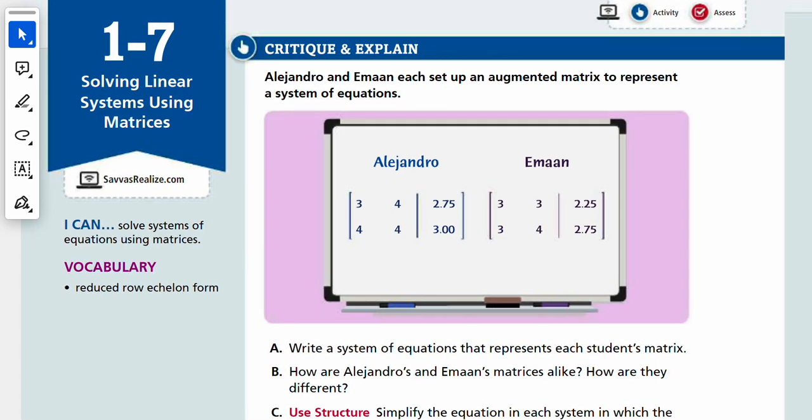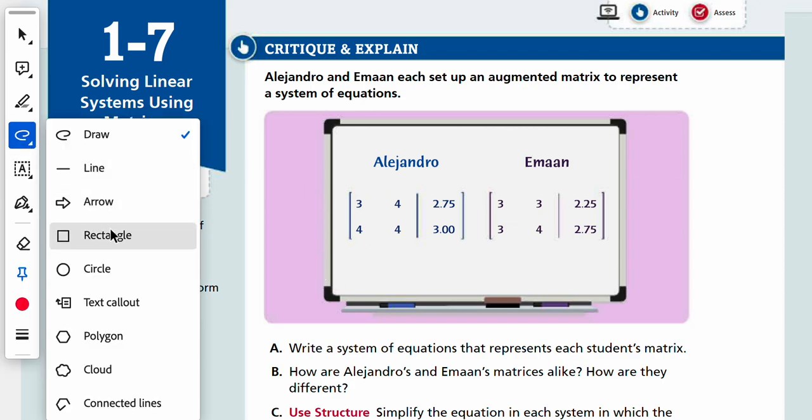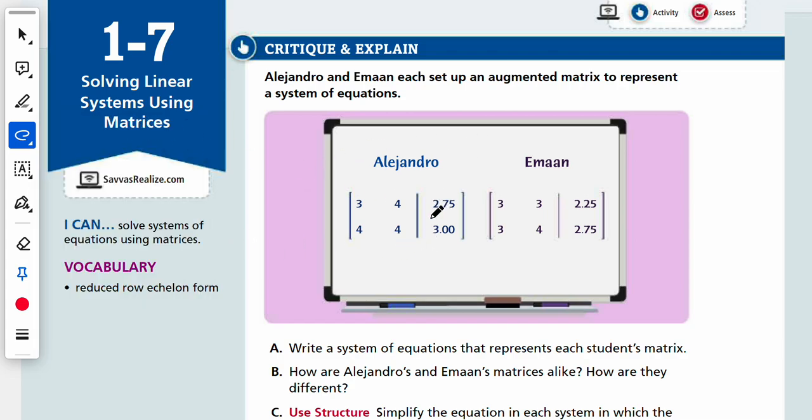Alejandro and Eman each set up an augmented matrix to represent a system of equations. So in the last lesson, 1-6, we looked at augmented matrices. What is an augmented matrix? Yeah, it looks like this, right? So you have a bracket, and then you have a dotted line. That dotted line represents the equal sign, right? So each row represents one equation.